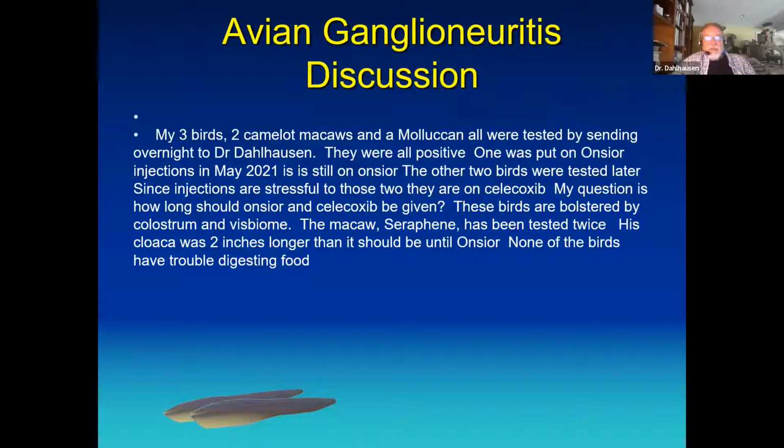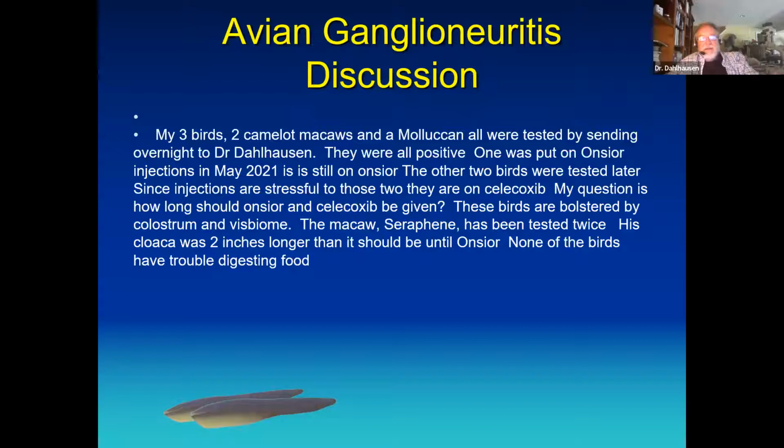These birds are bolstered by colostrum. I don't know where they're getting that from in VisBiome. VisBiome's a great product. The macaw has been tested twice. Cloaca was 2 inches longer than it should be until Onsior. None of the birds have trouble digesting food.